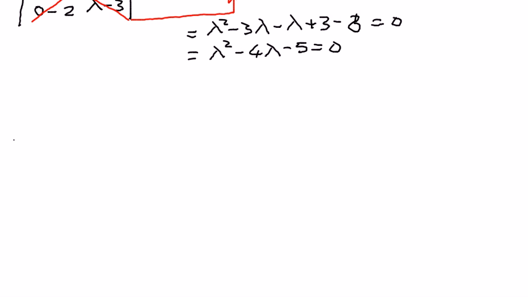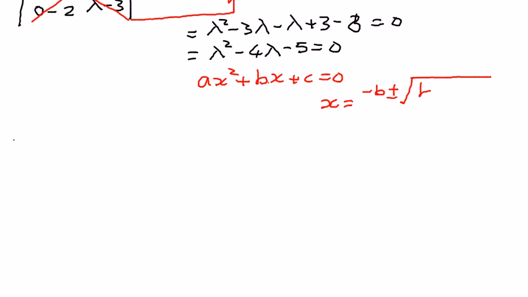So to do this, we're going to use the quadratic formula. The standard form of a quadratic equation is ax squared plus bx plus c equal to 0. And if we want to find the value of x, when we use the quadratic formula, we can write it out as x equals minus b plus or minus the square root of b squared minus 4ac, the whole thing divided by 2a. That is the quadratic formula.